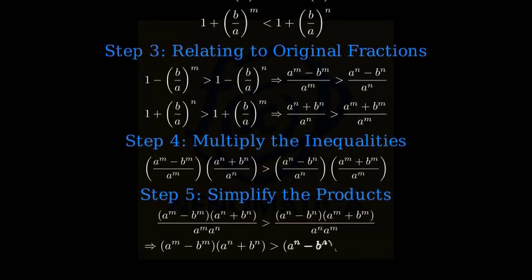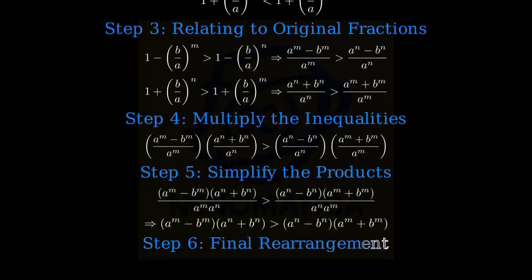Since the denominators are the same, we can simplify to say that the product of (a to the m minus b to the m) and (a to the n plus b to the n) is greater than the product of (a to the n minus b to the n) and (a to the m plus b to the m). For our final step, we'll rearrange to get our original inequality.